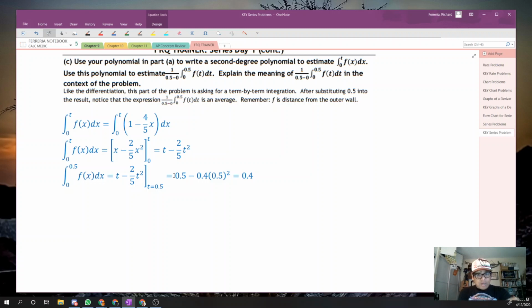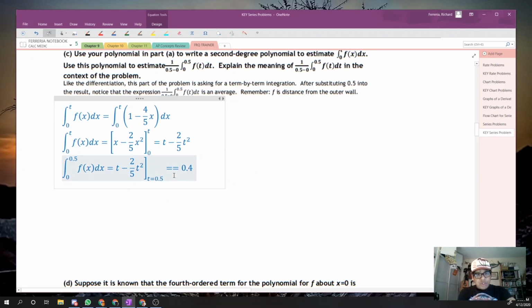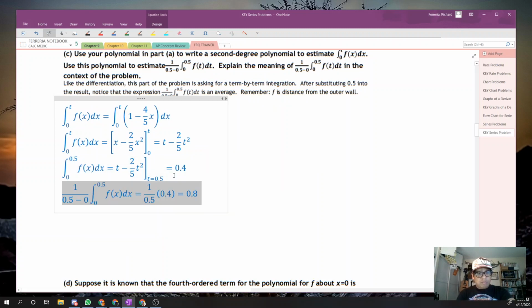So there's the calculation. And of course, 0.4 is our correct response. Now that I have that, I know that integral evaluates to 0.4. The expression that we're supposed to evaluate is actually this one. And that doesn't simplify. All you need to do is take the answer that we got in that line 3 right here and multiply that by 1 over 0.5, and you get 0.8.